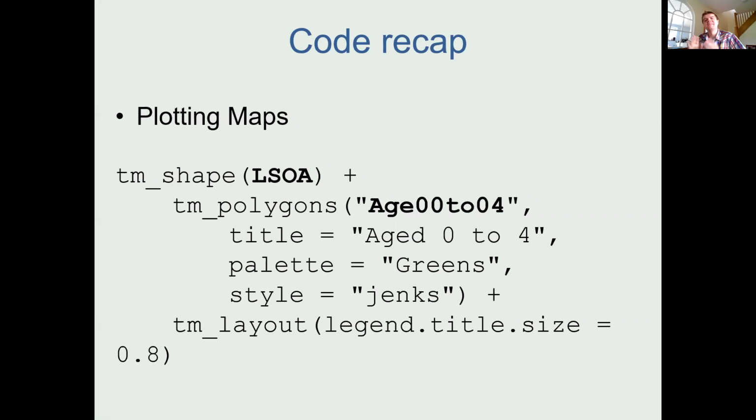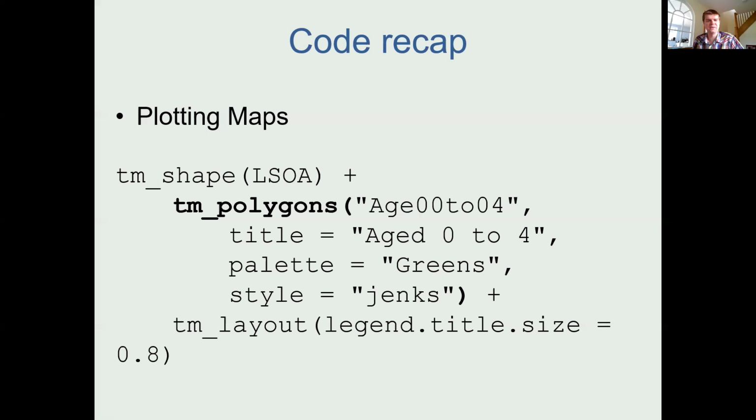So this one here creates a map for age 0 to 4. And we can expand this. So using the tm_polygons function, we can add extra bits and pieces of information. So we can add a title, we can say what colors we want to use, that's the palette line there, and we can say what style or what classification we want to use. And so we've got various options with this, and there are many more options as well. These are all within the tm_polygons function. So if you want a full list of all the things you could do, have a look at help.